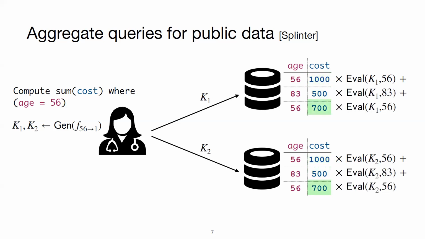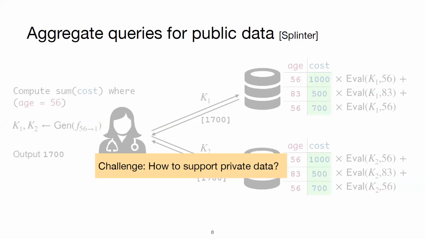This is going to allow the servers to essentially select out the rows where the age is equal to 56 and then sum together the corresponding costs. So we'll send back shares of the results, and then the doctor can just sum these together to get back the result of its query. So here we're taking advantage of the fact that the server can actually input the values directly into this Eval algorithm. It has these age values and can directly input them and use it to actually compute the result of the query. So the challenge then becomes, how can we support private data?